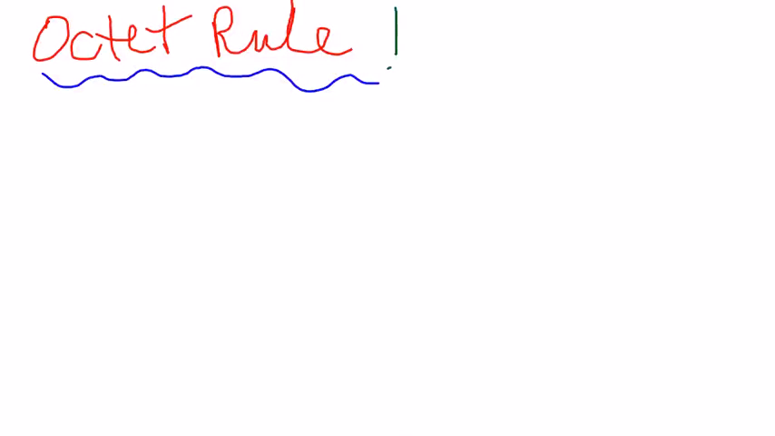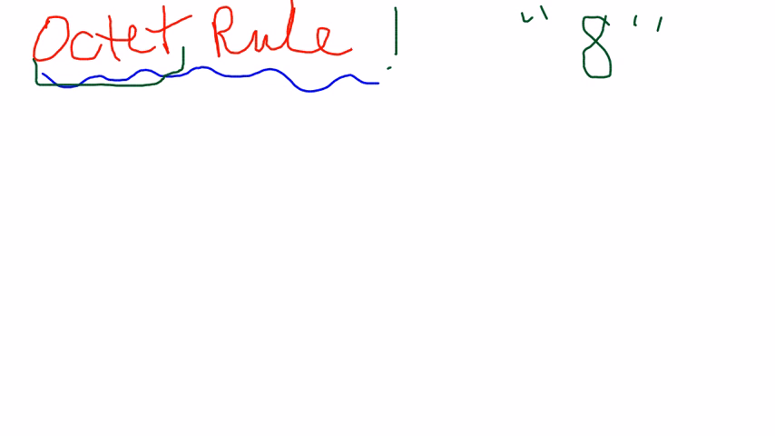So for those of you who are very perceptive, you'll notice that this word octet gives you the sense that we're going to be talking about the number 8 for some reason. Over the next couple of minutes, I'll try to make a case for why the number 8 is important here, and then I'll go on to talk a little bit about how atoms respond when they don't have 8 of whatever we're talking about.